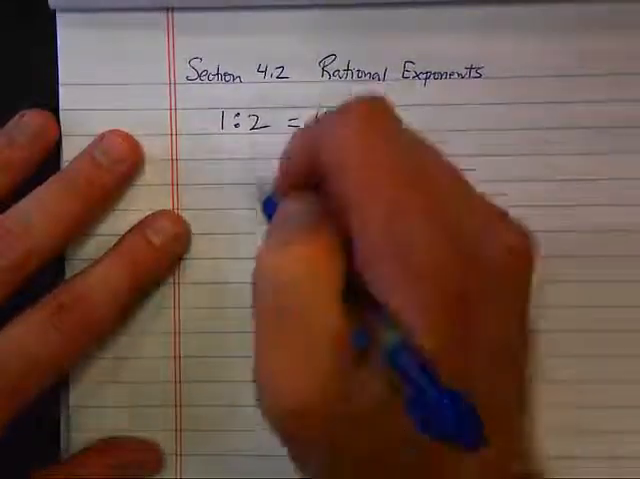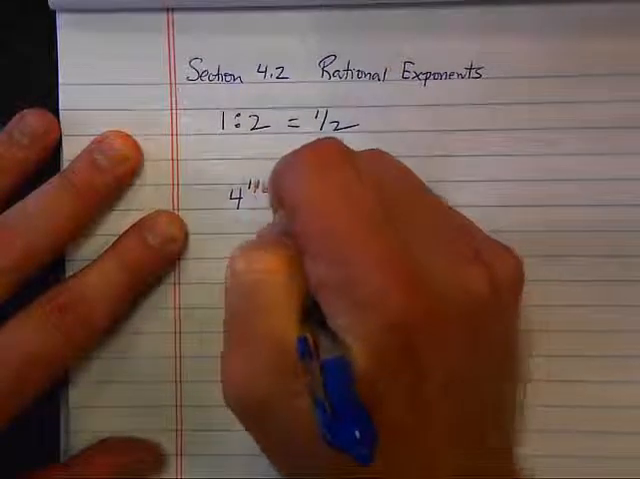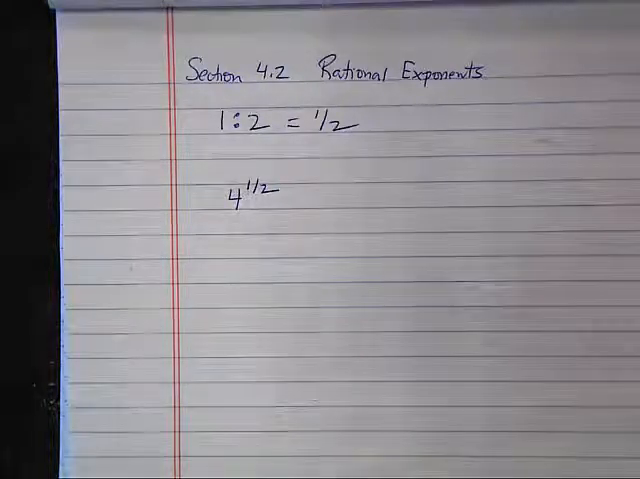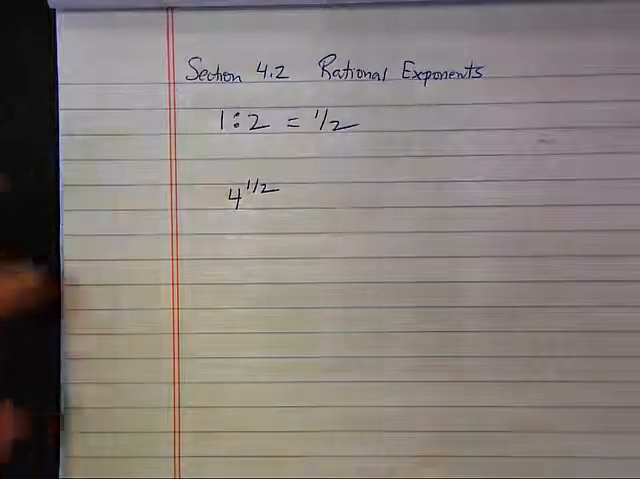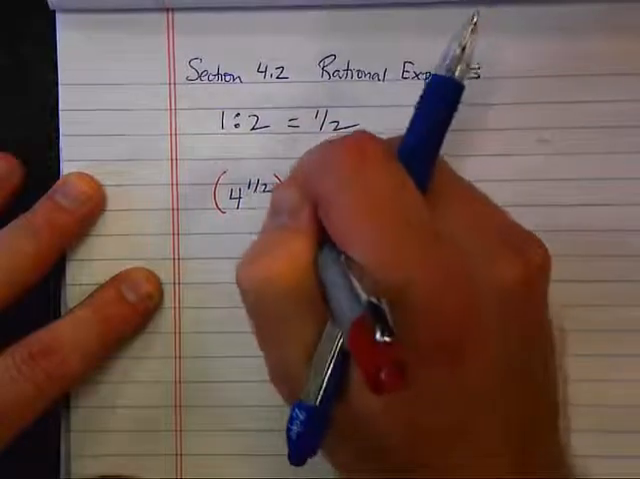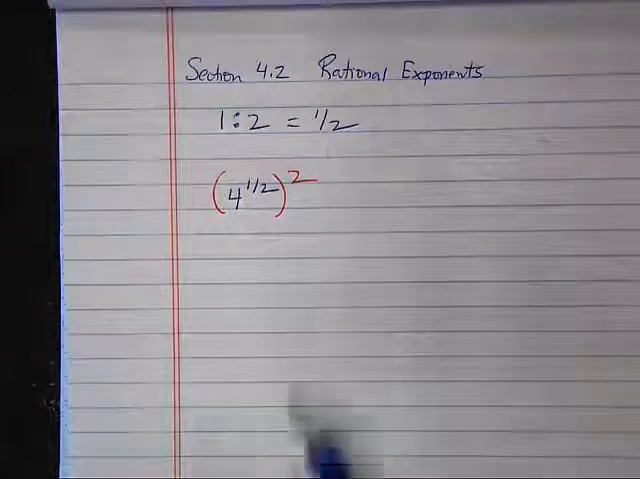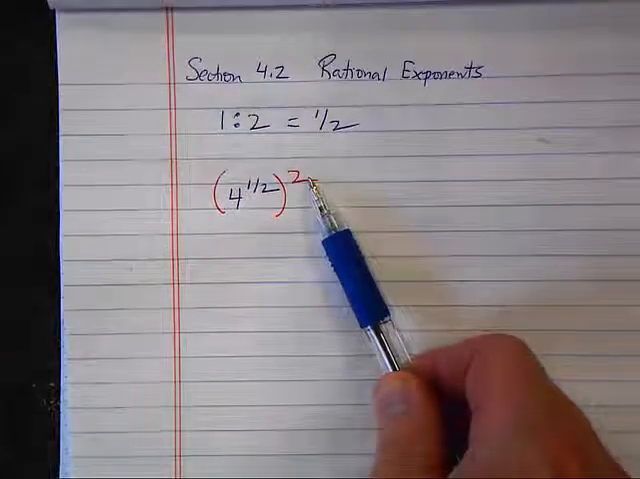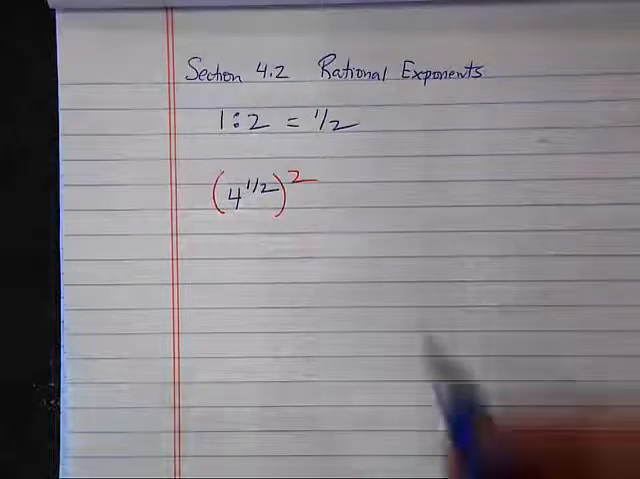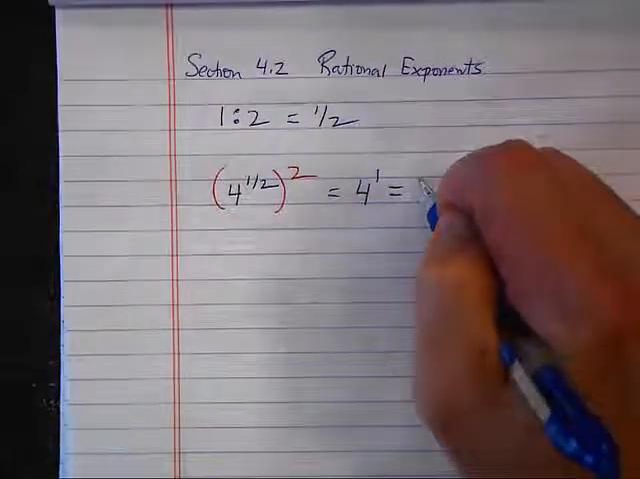So let's say I gave you something like 4 to the 1/2. So I have a base, 4, and I have an exponent. My exponent is 1/2. And then I'm going to ask you, what would happen if I were to take 4 to the 1/2 and I chose to square it? What happens when I have a power followed by another power? You multiply those powers. What's 1/2 times 2? It's 1. So this is 4 to the 1, which is a fancy way of writing 4.